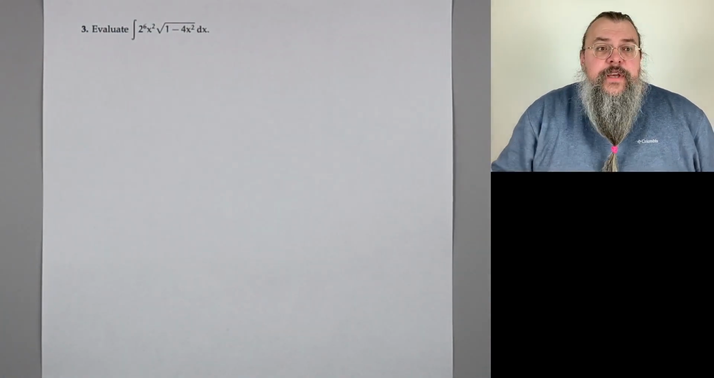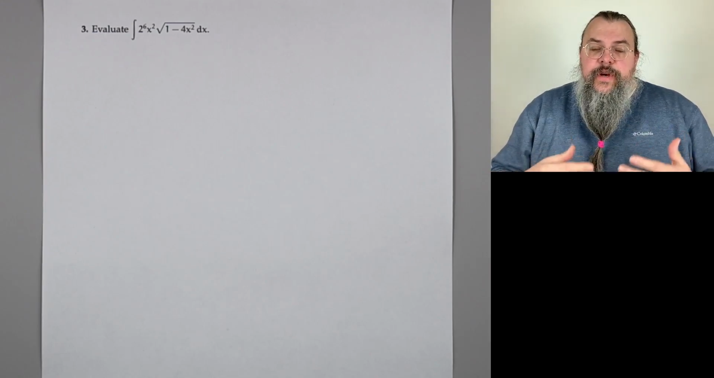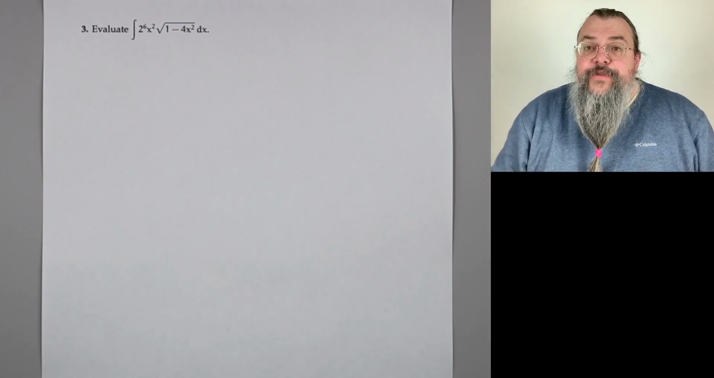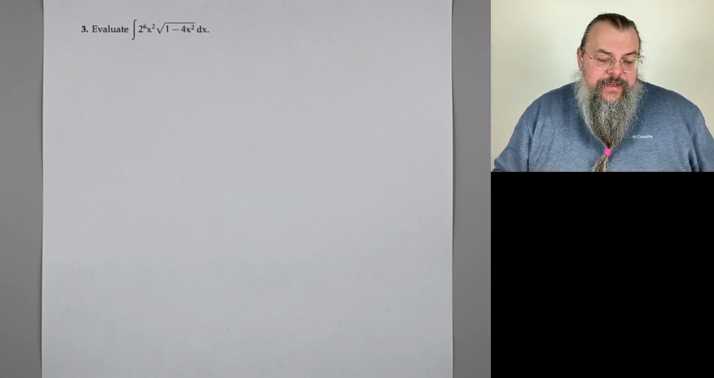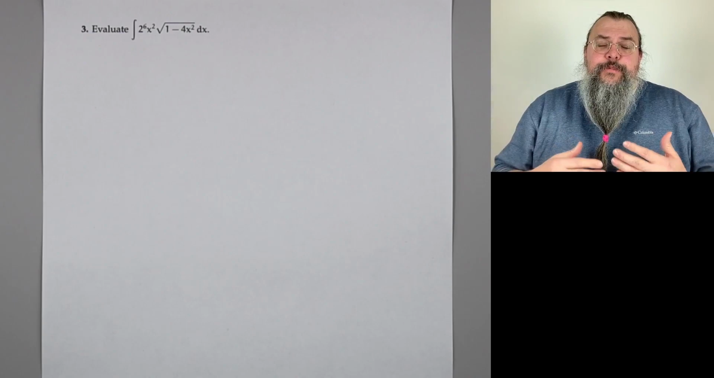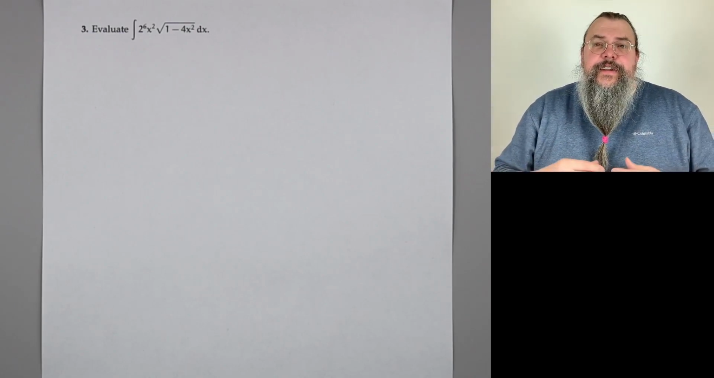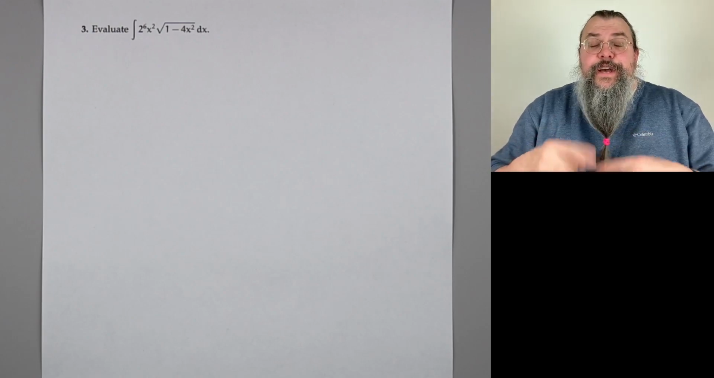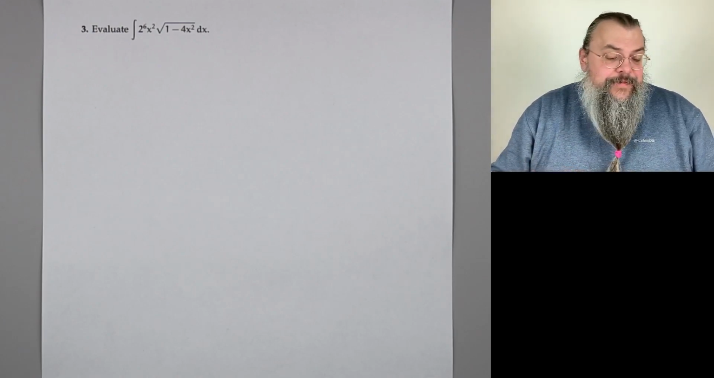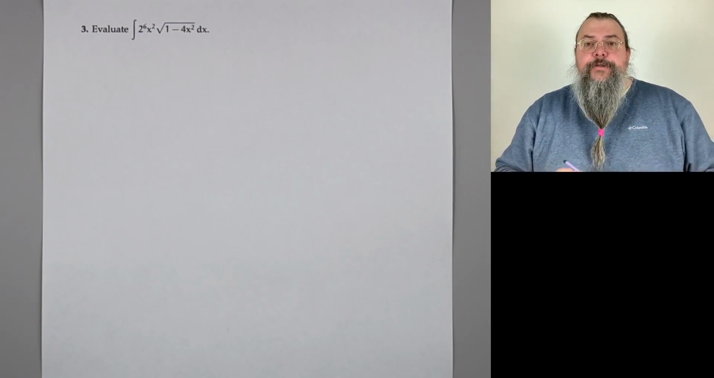Number 3, evaluate the integral of 2 to the power 6 x squared square root 1 minus 4x squared dx. Now, 2 to the 6, normally we'd just put 64, but not everybody knows that 64 is 2 to the 6th power, and I suspect there's going to be a lot of 2's along the way. And so, we'll see what happens as we go along.